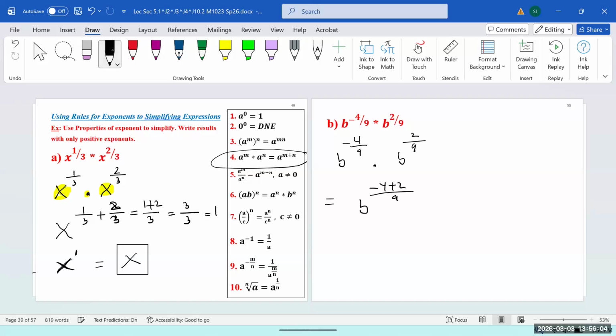We have the same denominator, so we combine the powers. And what is negative 4 plus 2? Negative 2/9. So b to the negative 2/9. But you cannot have a negative exponent. So what do you do? What is the final answer?